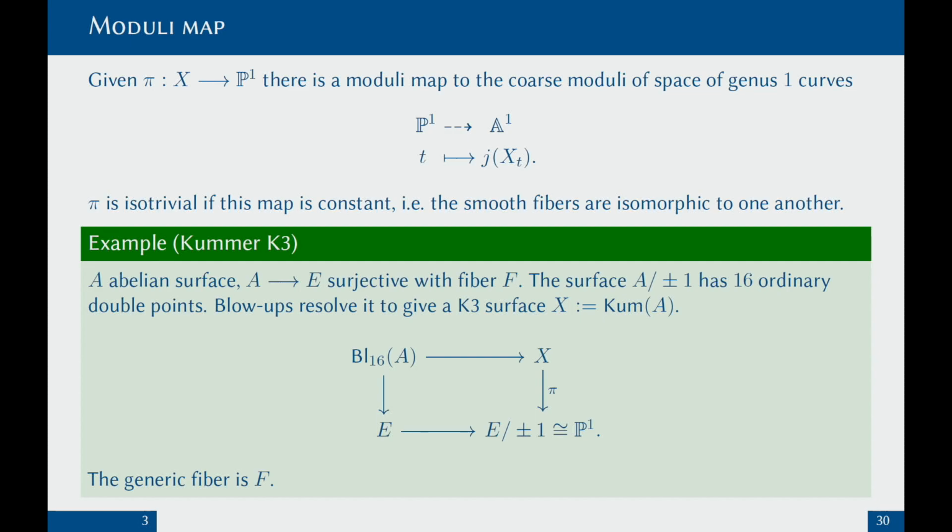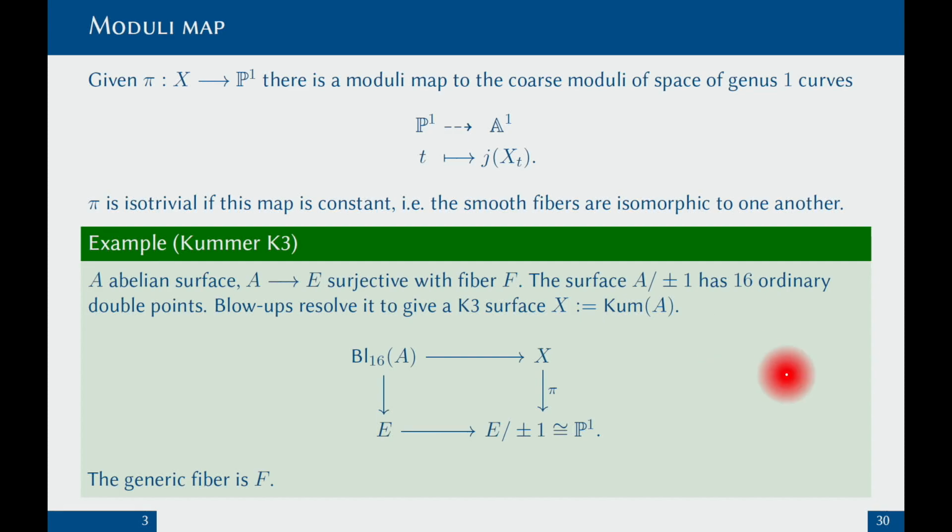So here's an example of an isotrivial elliptic fibration. I could start with an abelian surface that has a surjective morphism to a genus 1 curve, and such that the fibers are also connected genus 1 curves. So for instance, a product of 2 elliptic curves would do the job, but you could have something that's not a product that still has such a map. And then you can construct what's called the Kummer surface associated to that abelian surface. You can quotient by the plus or minus 1 involution. This is going to have 16 ordinary double points that correspond to the 16 2-torsion points on your abelian surface. And if you blow those up, you're going to get a K3 surface.